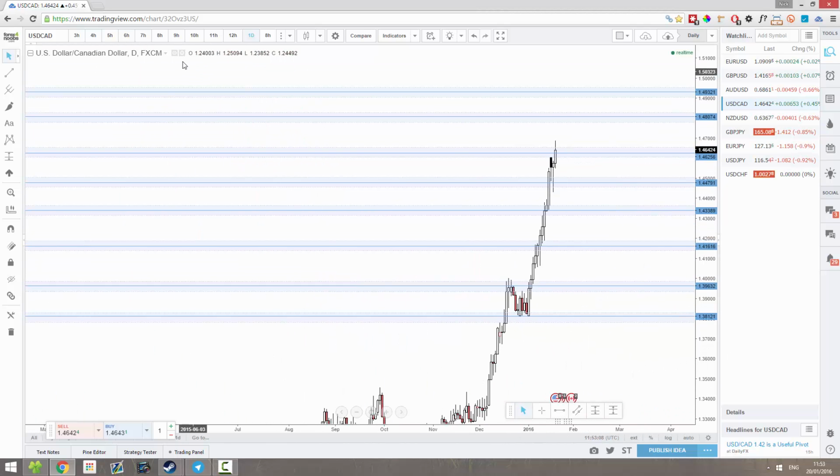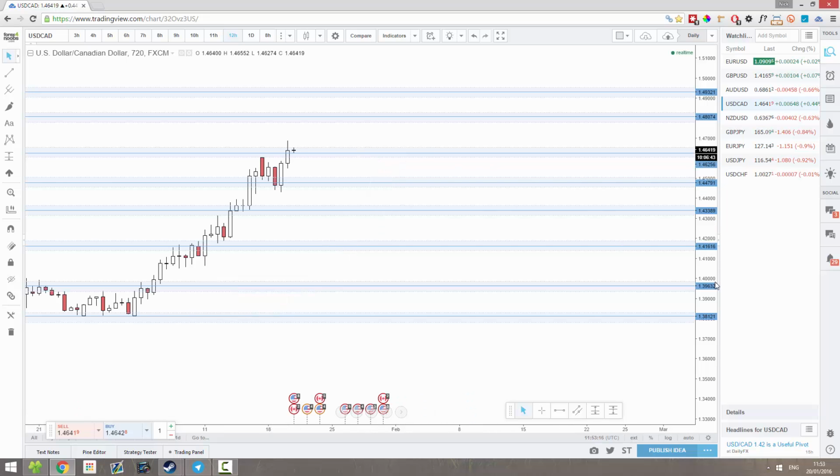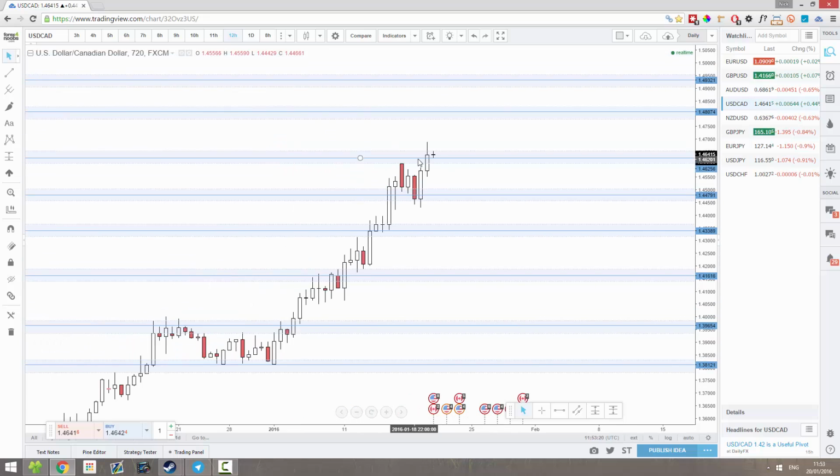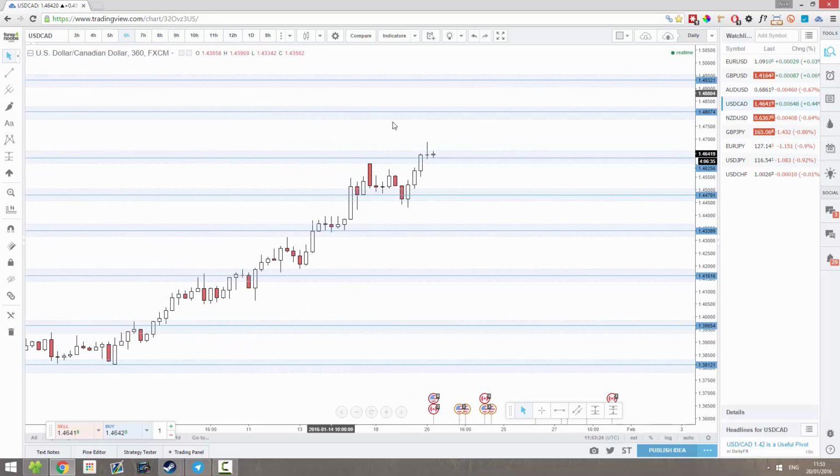It's not a daily bounce, but we're obviously getting a reaction here on the daily. On the 12-hour, we're getting indecision forming right now. So it looks like price is getting stuck here on the 12-hour. And as we've seen on the 8-hour and the 6-hour, it looks like it's going to reverse.